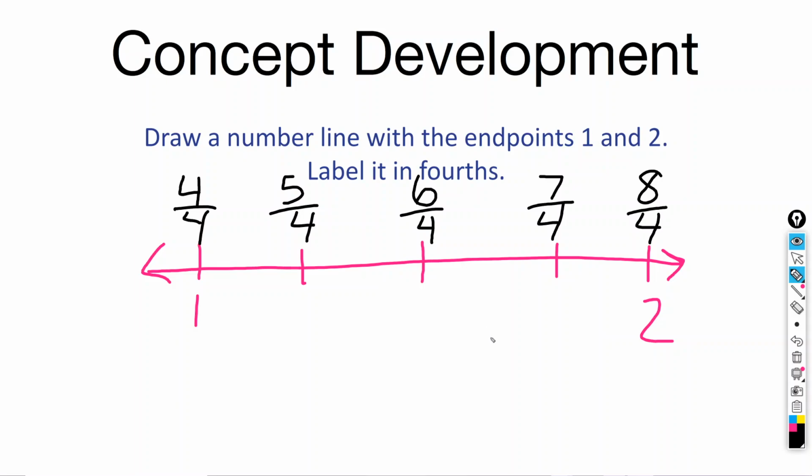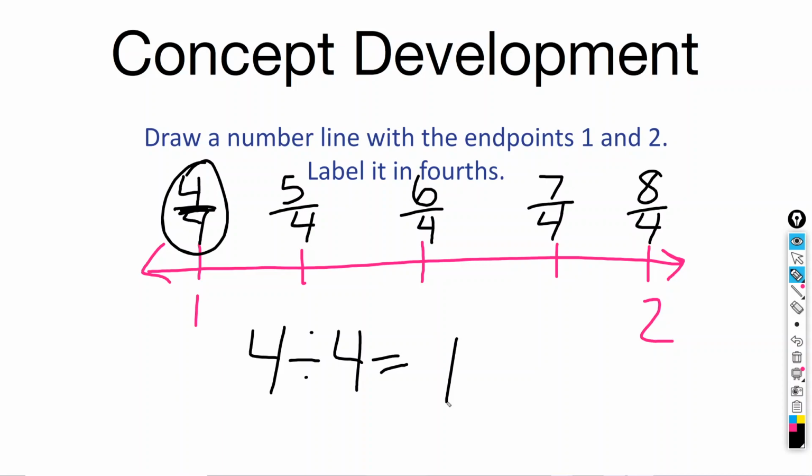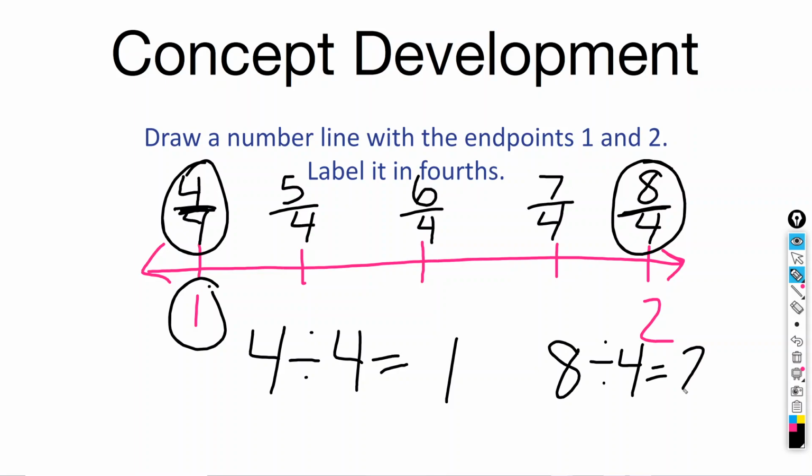Now here's a little bit of a trick to help you know what pieces go on top and bottom. If you look over here, 4 fourths, if you think 4, and you think of that line as a division, 4 divided by 4 equals 1. So 4 fourths, or 4 divided by 4, equals 1 whole. And it works over here too for 8 fourths. 8, think of the line as a division, divided by 4 equals 2, which is true, it equals 2 wholes.